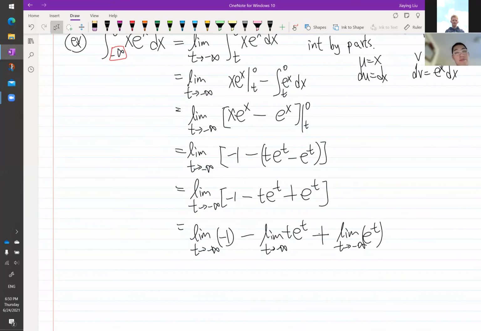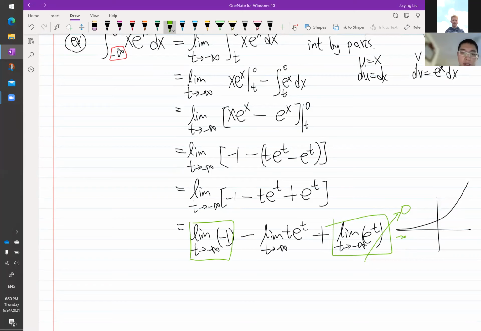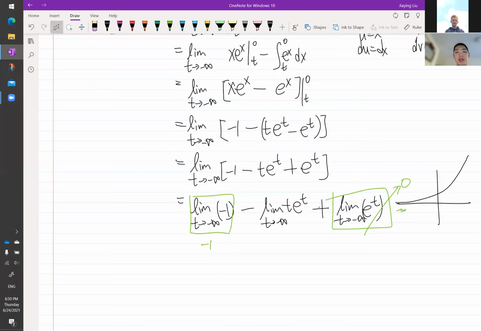It turns out that for this problem, if you think about the graph of e to the t, it looks like this. As t goes to negative infinity, the last term approaches 0. The y value, as x goes to the left towards negative infinity, goes towards 0, right there. The negative 1 term is just negative 1, it doesn't change. But what about the middle part? How do we find the limit of t e to the t?